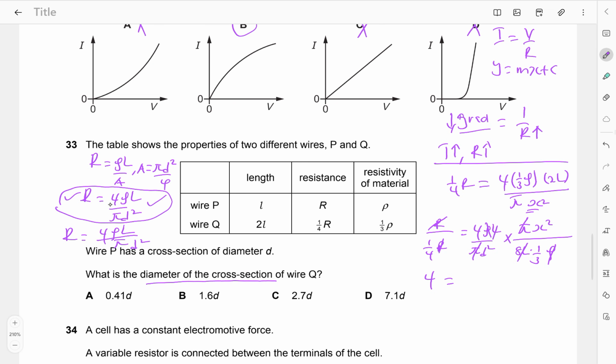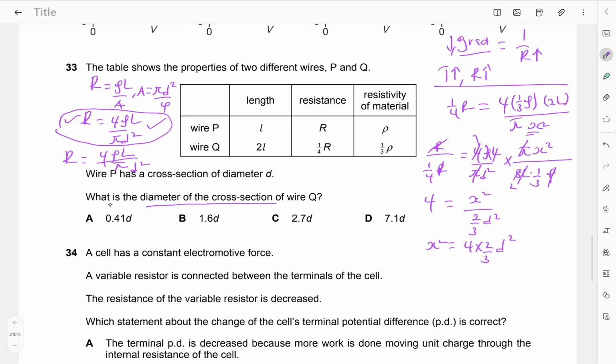L has cancelled by 4 1 by 4 2. So in the numerator I remain with x squared over, in the denominator I have 2 over 3, then times d squared. So it means x squared is going to be equal to, I'm cross multiplying, 4 times 2 over 3 d squared. Then I find the square root. So that is 8 over 3.